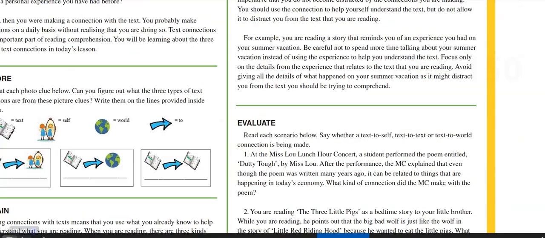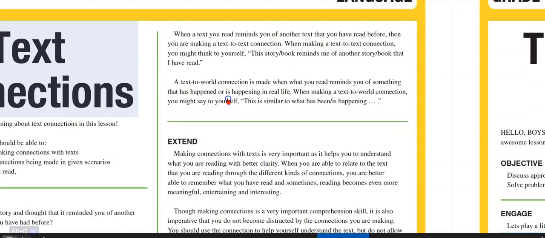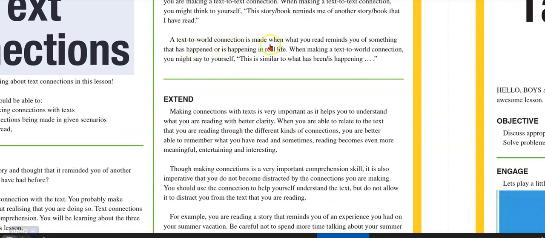When a text you read reminds you of another text that you have read before, then you are making a text-to-text connection. When making a text-to-text connection, you might think to yourself, "This story or book reminds me of another story or book that I have read." A text-to-world connection is made when what you read reminds you of something that has happened or is happening in real life. When making text-to-world connections, you might say to yourself, "This is similar to what has been or what is happening."